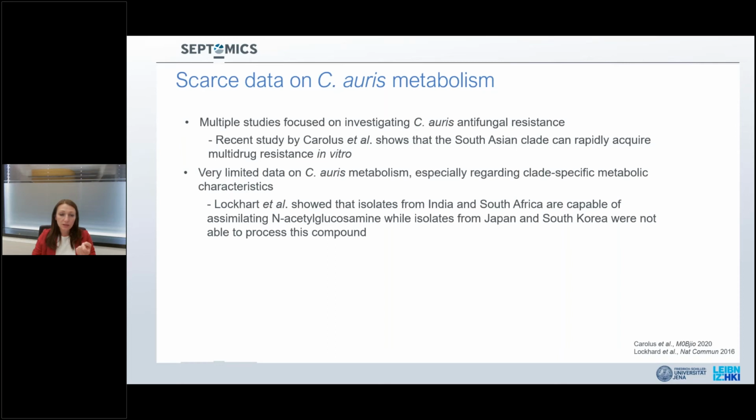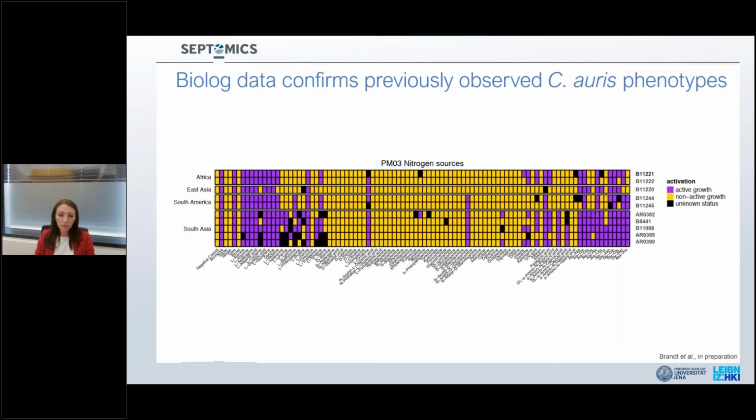For example, one study by Lockhart et al. showed that isolates from India and South Africa are capable of assimilating N-acetylglucosamine, while isolates from Japan and South Korea were not able to process this compound as readily.